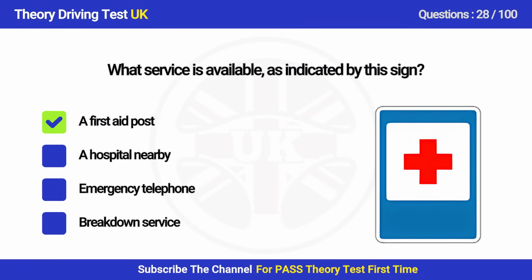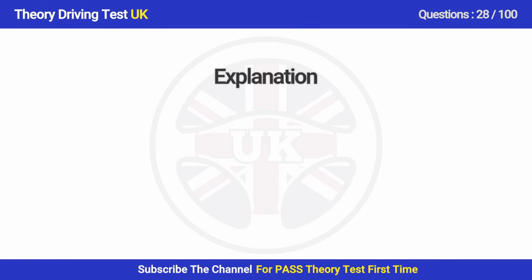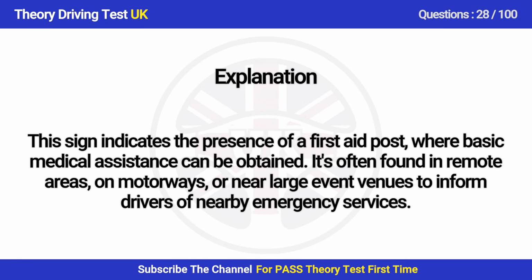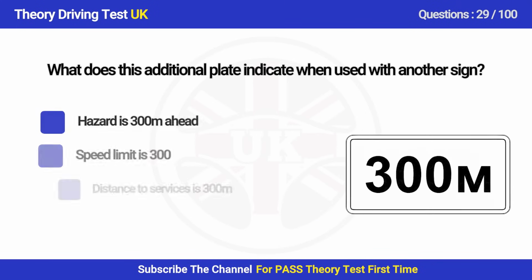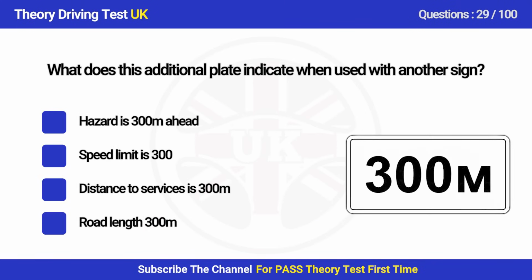Answer is A. A first aid post. This sign indicates the presence of a first aid post, where basic medical assistance can be obtained. It's often found in remote areas, on motorways, or near large event venues to inform drivers of nearby emergency services.